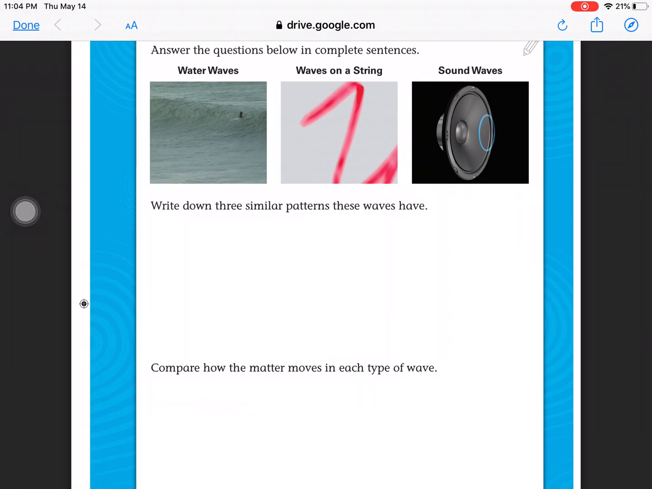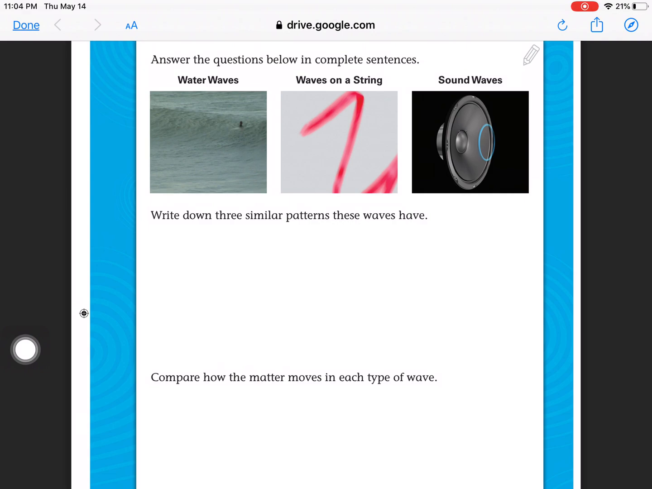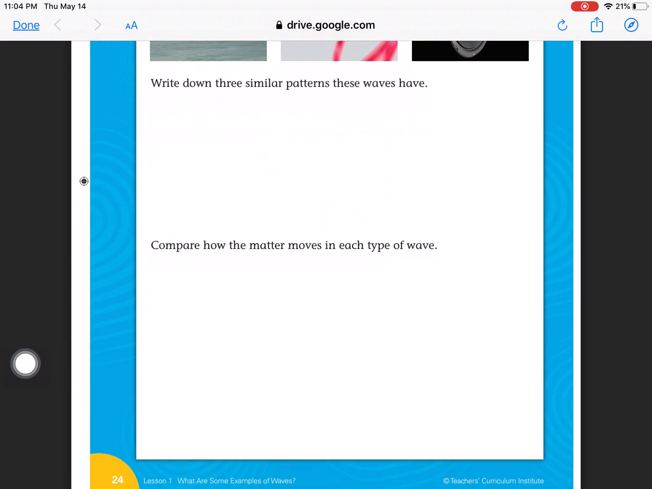When you go to answer these, it says, write down 3 similar patterns these waves have. So make sure in this space, or when you type it up, you are using complete sentences to tell the 3 similar patterns these waves have. And then you're going to compare how the matter moves in each type of wave. So remember, the matter is a different object in each type of wave.